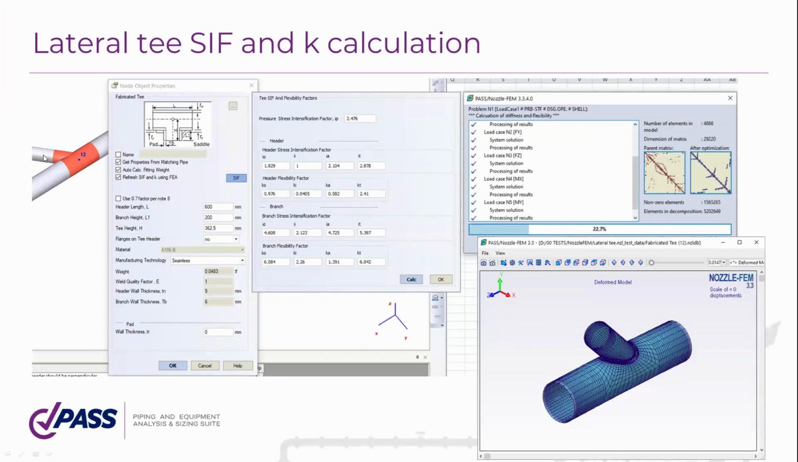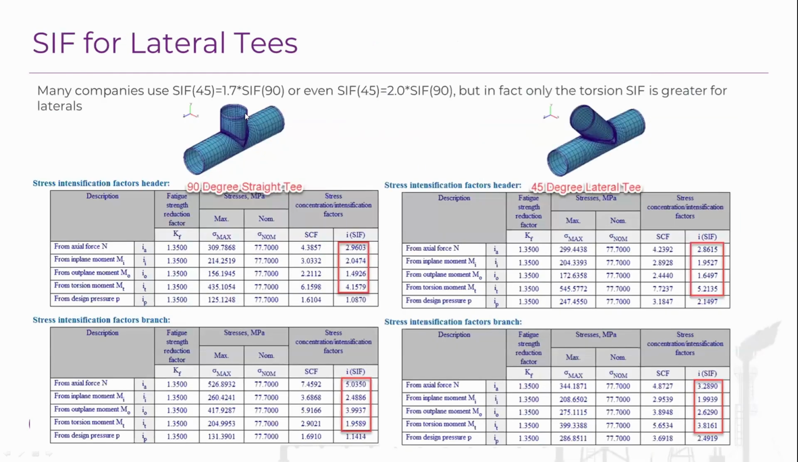To analyze the lateral T, you just need to draw the branch pipe with some angle to the header pipe and insert the T. After that, you can calculate the stress intensification factors, and nozzle FEM will create the following model for this T element automatically and calculate the stress intensification factor. And the interesting thing is that many companies use the simple approach.